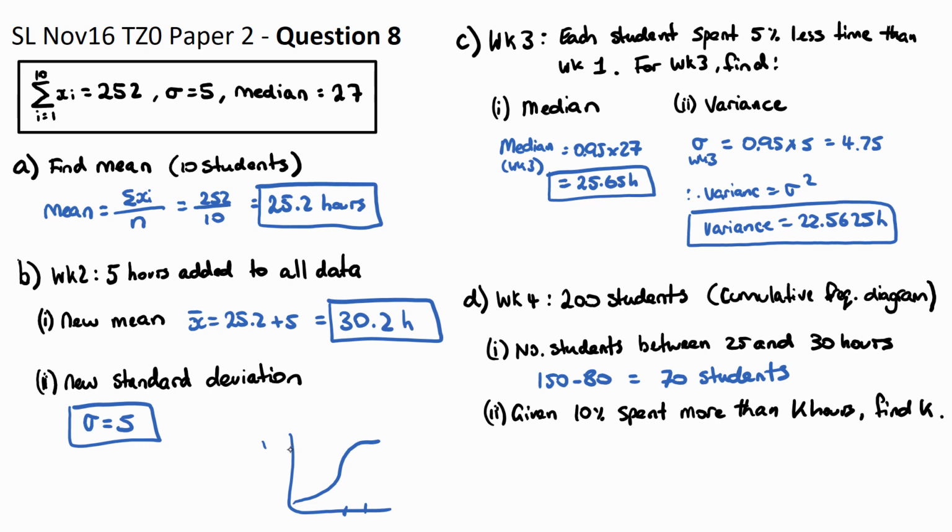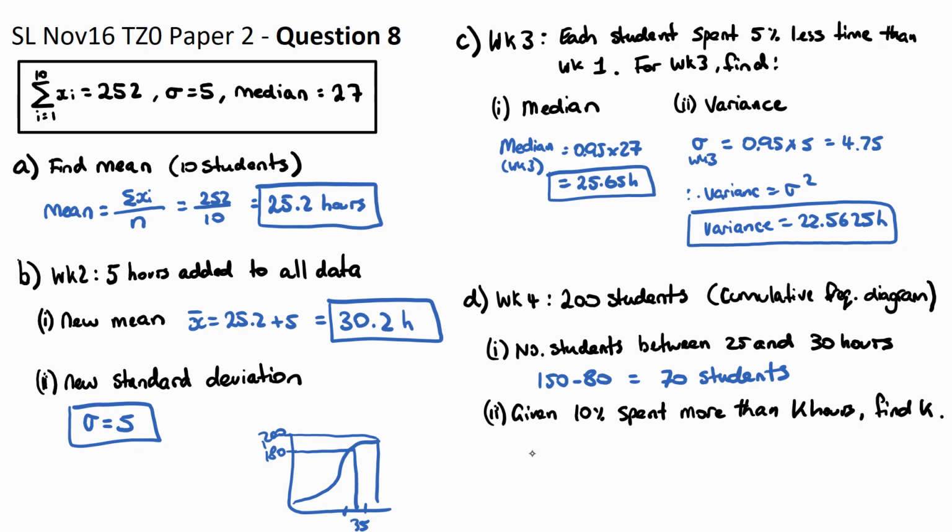So if we go up to where the 180th student is, there will be 20 above that, and they will be the top 10%. So if we go to 180 and go all the way across and go all the way down, let's trace where that will be. That will be 35. This will be 35. So this top 20 between 180 and 200, this will be watching more than 35 hours.